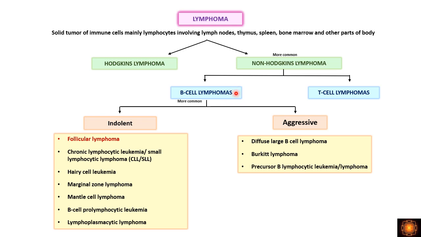Among the B-cell lymphomas, again, we have lymphomas which have an indolent behavior. That is, they have very slow growth and some resistance to chemotherapy. Whereas there are B-cell lymphomas which have an aggressive behavior. Under that, we have diffuse large B-cell lymphoma, Burkitt's lymphoma, and precursor B lymphocytic leukemia or lymphoma. All the remaining B-cell non-Hodgkin's lymphomas have an indolent course. Now, our follicular lymphoma also comes under the B-cell lymphomas having an indolent course.